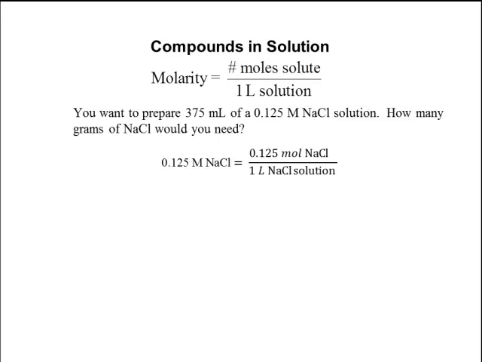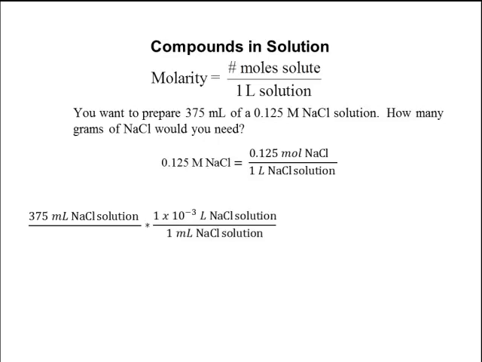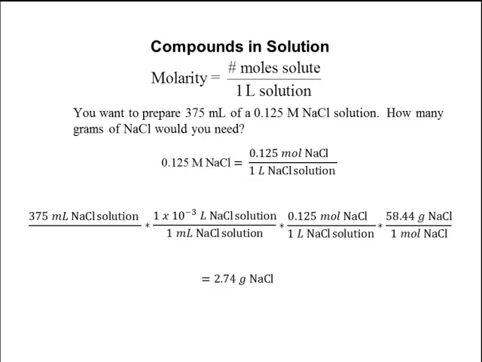So we've got to recognize that the 0.125 molar NaCl stands for 0.125 moles of NaCl per 1 liter of NaCl solution. Take the 375 milliliters of NaCl solution. We've got to get that to liters of NaCl solution. And then we can take the liters of NaCl solution to moles of sodium chloride using our molarity. And then we convert our moles of sodium chloride to grams of sodium chloride using our molar mass. And we end up with 2.74 grams of sodium chloride.